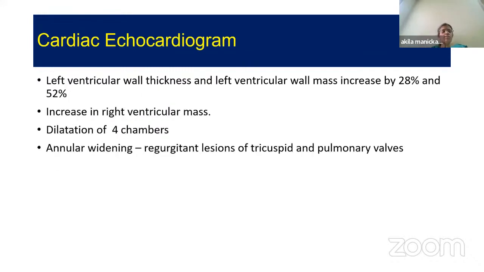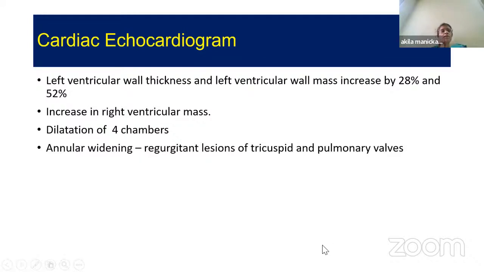When you look at the echocardiogram, the left ventricular wall thickness and the left ventricular wall mass increase by 28% and 42%. It is not only the left ventricle which increases in size, there is also an increase in the right ventricular mass. There is also dilatation of all four chambers. Because of this dilatation, there can be mild annular dilatation of the tricuspid valve and the pulmonary valve, which can lead to mild tricuspid regurgitation or pulmonary regurgitation in an echo. These can also present as systolic murmurs at the left parasternal border.